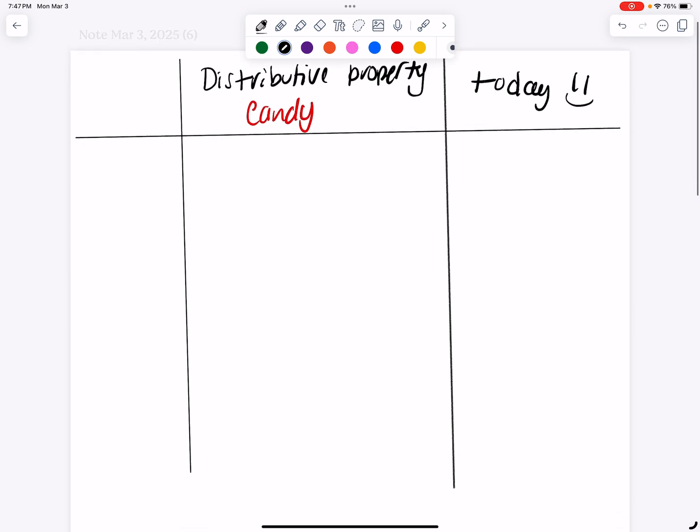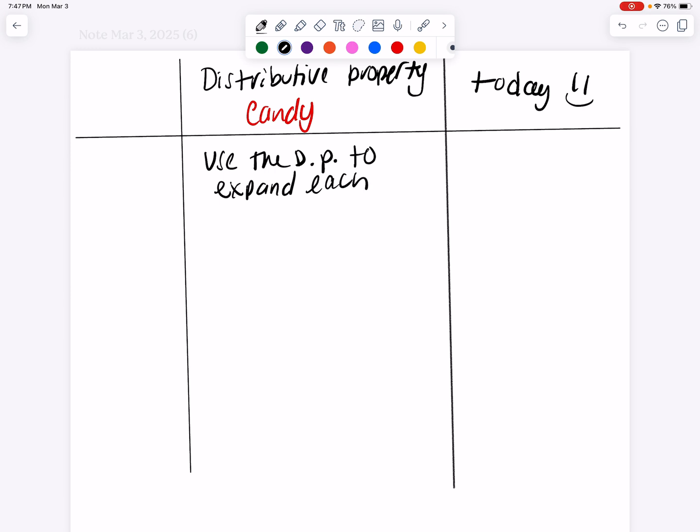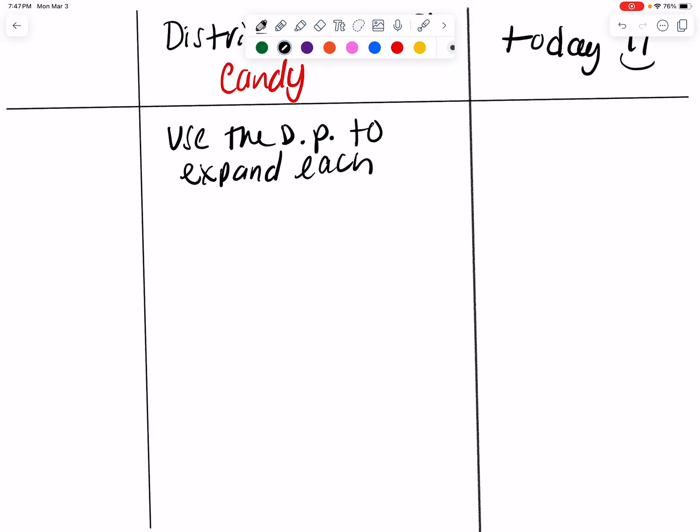The first thing says, use the distributive property to expand each algebraic expression. Okay, so let's start with the first one. We are going to do 3 parentheses x plus 8. Really quick, when you have a number next to parentheses, it means to multiply. And remember, we do multiply with dots now. Multiply with dots. So that would be 5 times 2 is 10.